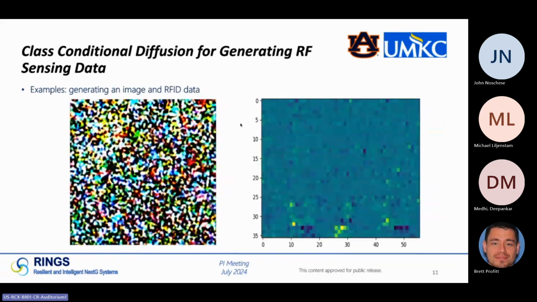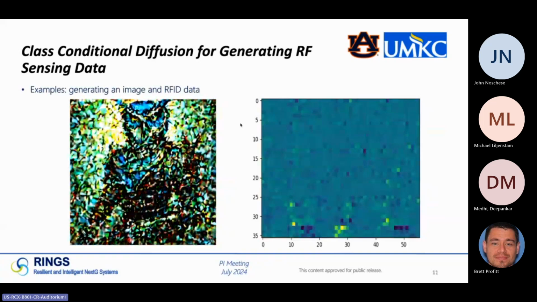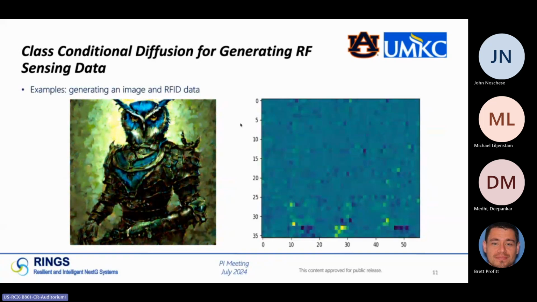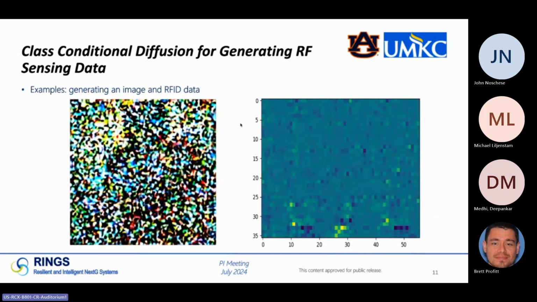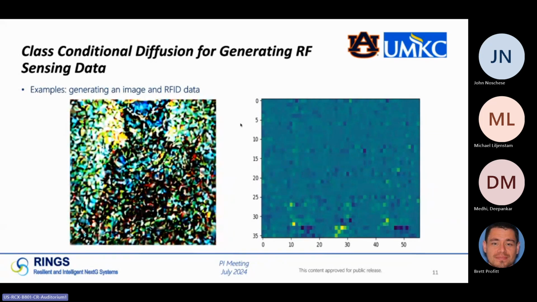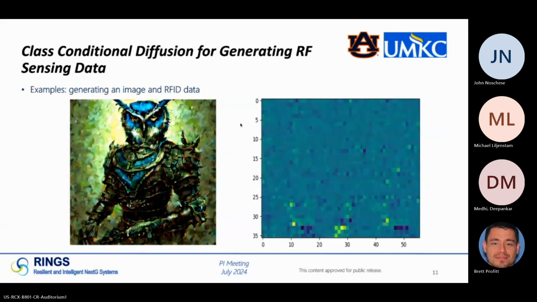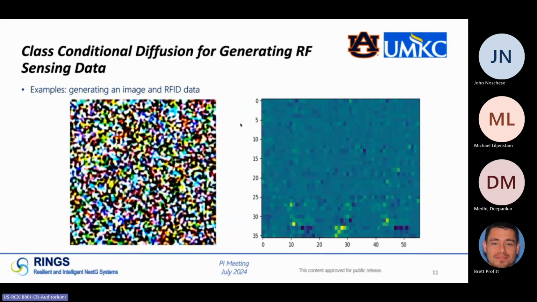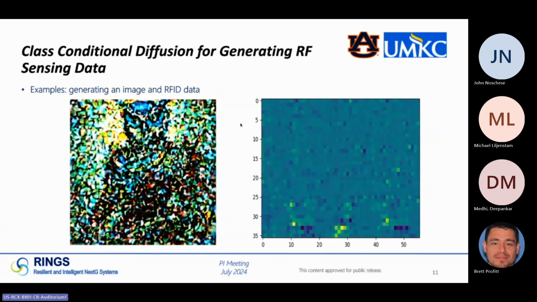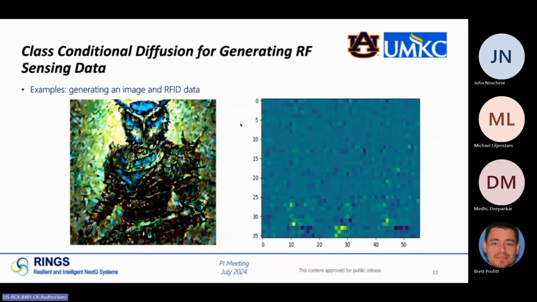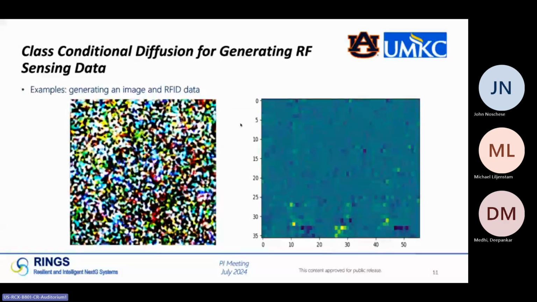Here is one example. On the right-hand side is an image example. We start with white noise, then we keep on subtracting noise, and eventually we get a valid image. The animation doesn't show, but this is an example for RFID data. Basically, start from white noise, we keep on subtracting noise. Eventually, we get a valid RFID example.